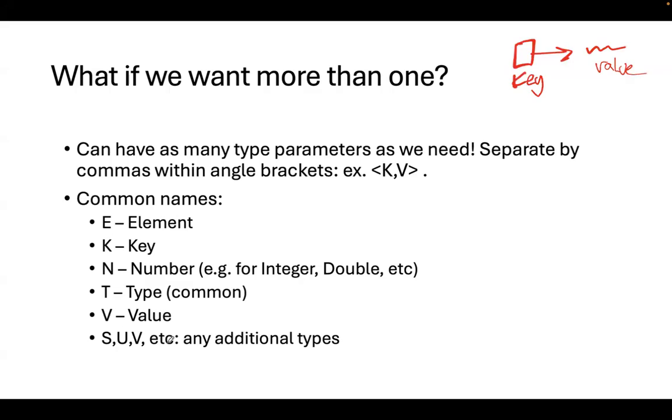And so these are some of the common names. So E for element, K for key, N for number, T for type, V for value, and so on. So the actual name of the generic type doesn't really matter, but these are some of the conventions.